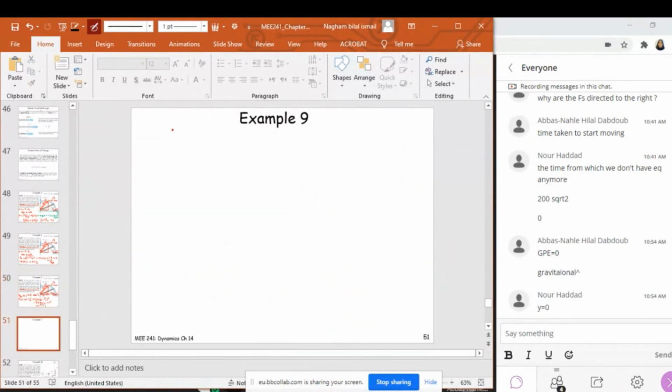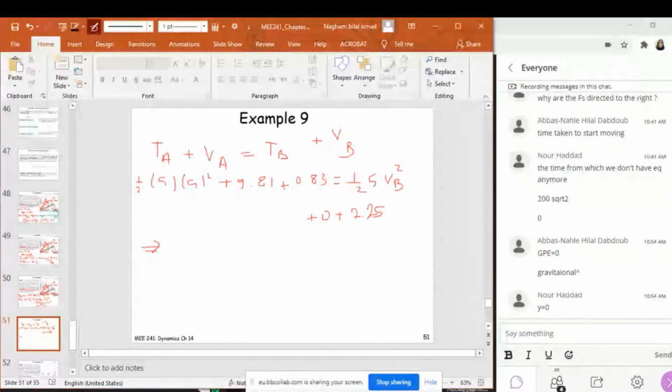Now, guys, I can conserve the mechanical energy. So TA is a given, plus VA, which is the sum of both gravitational and elastic potential energy, is equal to TB plus VB, all right? And then this means, guys, that half M, which is 5, V squared, which is 5, plus 9.81 plus 0.83 is equal to TB that I need to find, half 5 VB squared, plus the potential energy at B, 0 for the gravitational force, 2.25. And then this means, guys, that VB will be equal to 5.325.